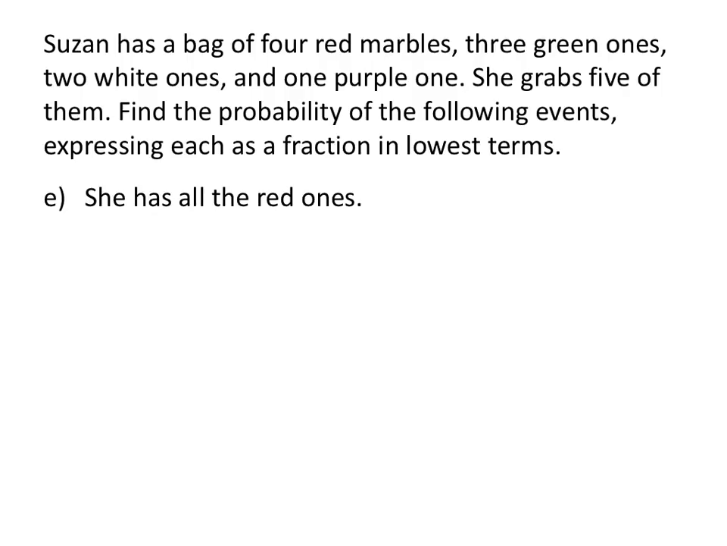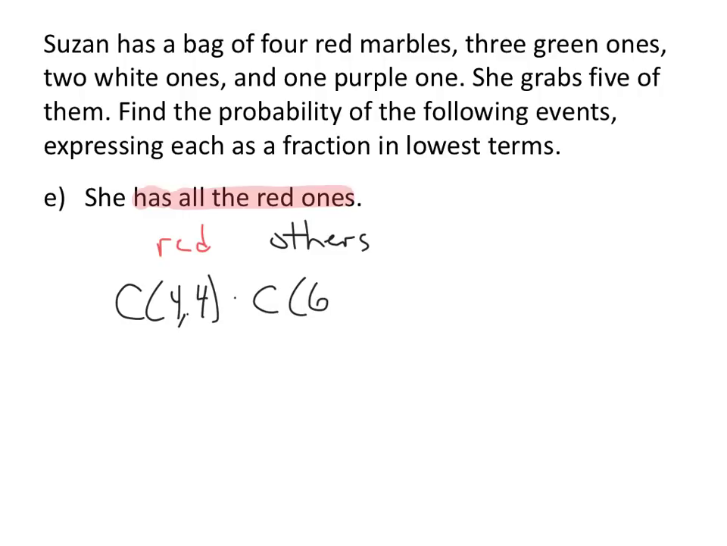Last problem on the review that we care about. She has all the red ones. All the red ones. So I'm going to look at red. And I'm going to look at others. So I know that there are 4 reds. And I want all 4. And then there are 6 other marbles. And I only want 1 of them. The combinations of 4 items taken 4 at a time is 1. The combinations of 6 items taken 1 at a time is 6. And 1 times 6 is 6.